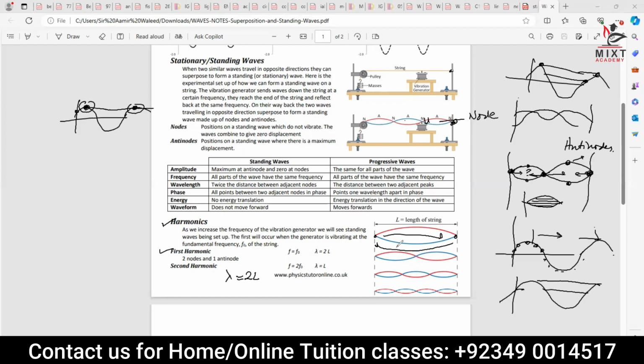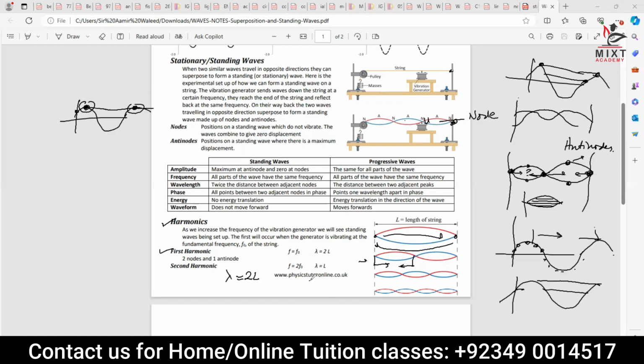But we have to find it for one complete wave. So it will be equal to one wave, so you divide it by 2. So it is equal to L. Why L? Because first of all, this full complete loop will give you a single L, and this will give you a single L. So L plus L is 2L. But we need to find the wavelength of a single wave, so it will be 2L divided by 2. That is your second harmonic.